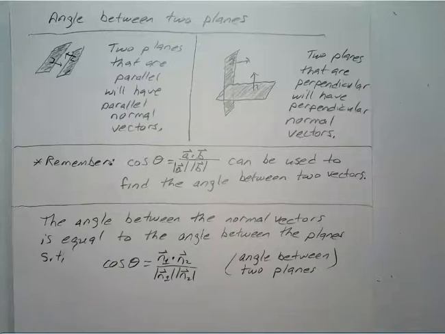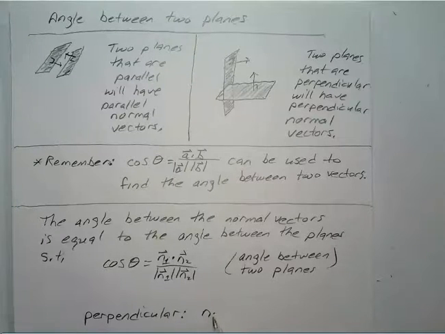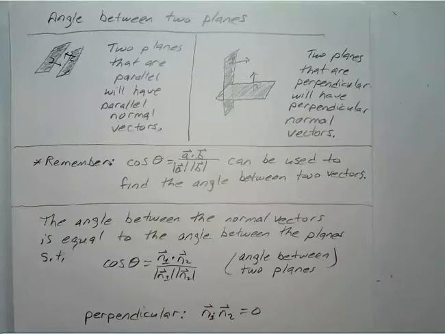Okay, now how do we use that? We can use it to find the angle, but we can also figure out that if they're perpendicular, then just like before, the dot product of the two vectors will equal 0. And if they're parallel, then the multiple of one would just be equal to the other.